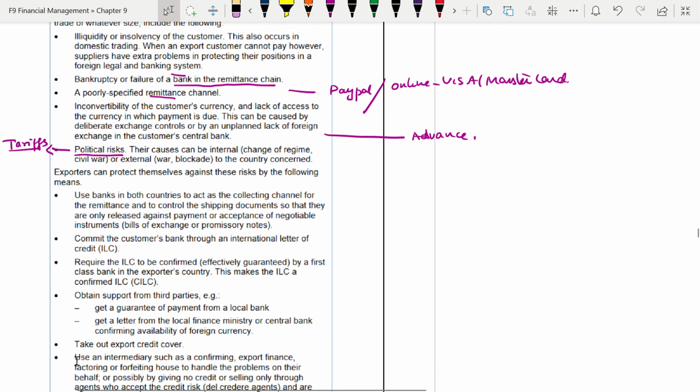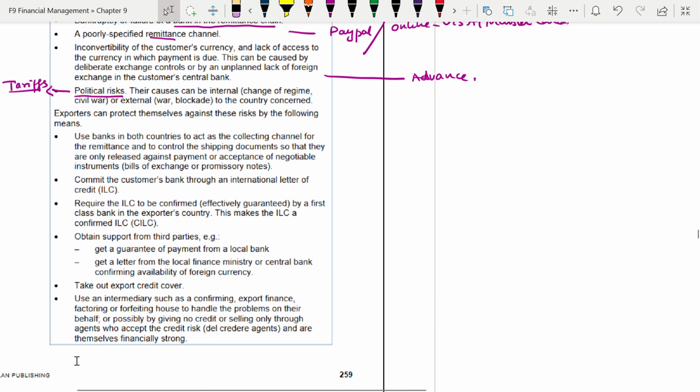If you are doing that, it will be a political risk. Exporters can protect themselves by using the banks in both countries. Everything will be done through banks, your bank and the other bank, that commit the customer through an international letter of credit, LC. If you do it locally, we use the word LC. If you are doing it globally, you will use ILC.